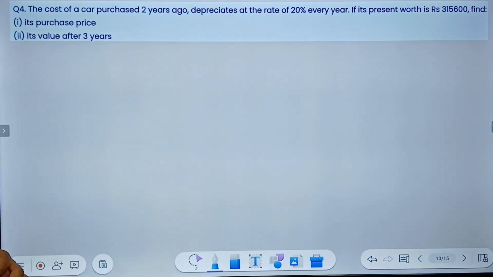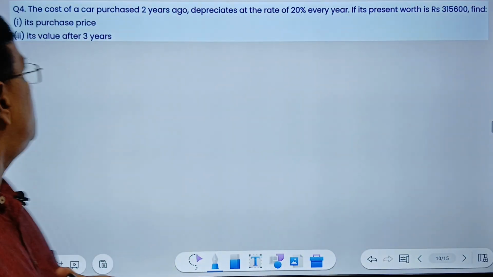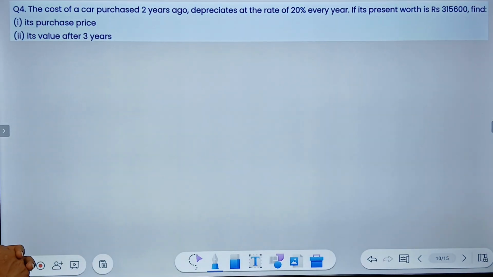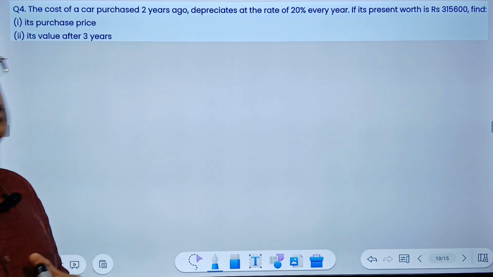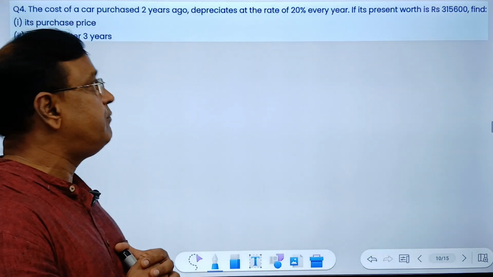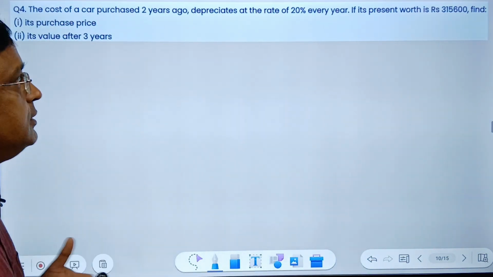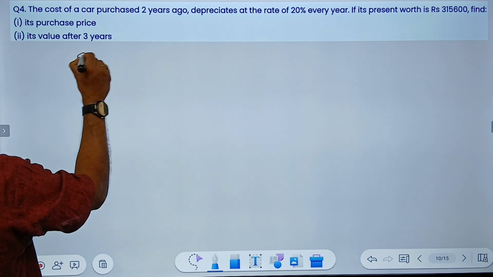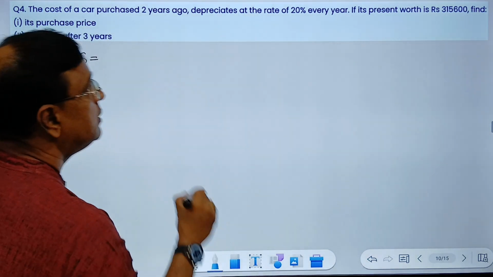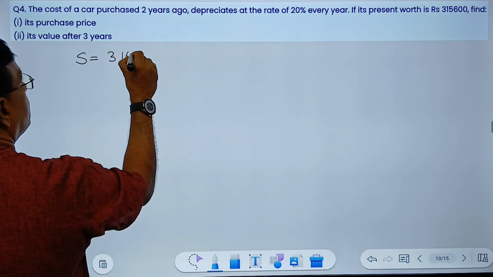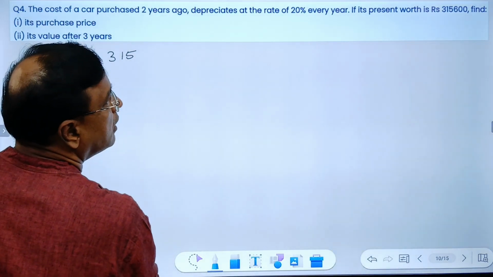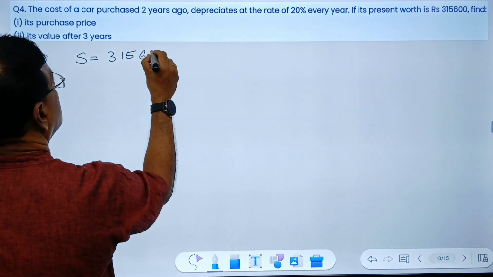Let's go to the next problem. The cost of a car purchased 2 years ago depreciates at the rate of 20% every year. If its present worth, so the present worth is S, the present worth is 3,15,600.